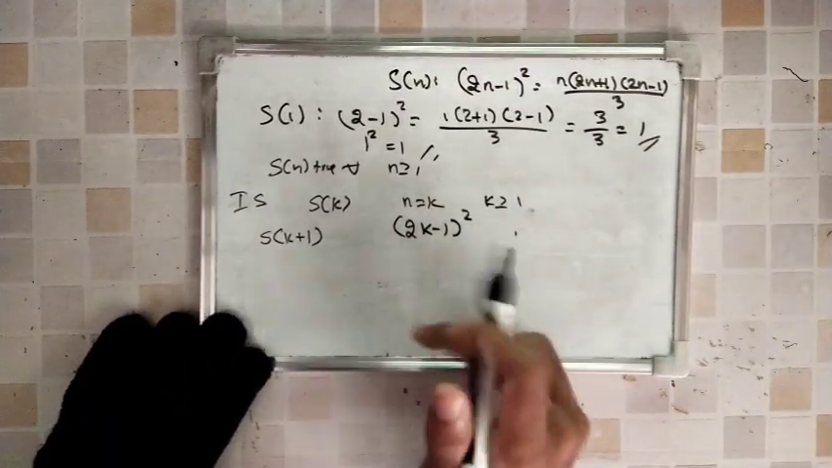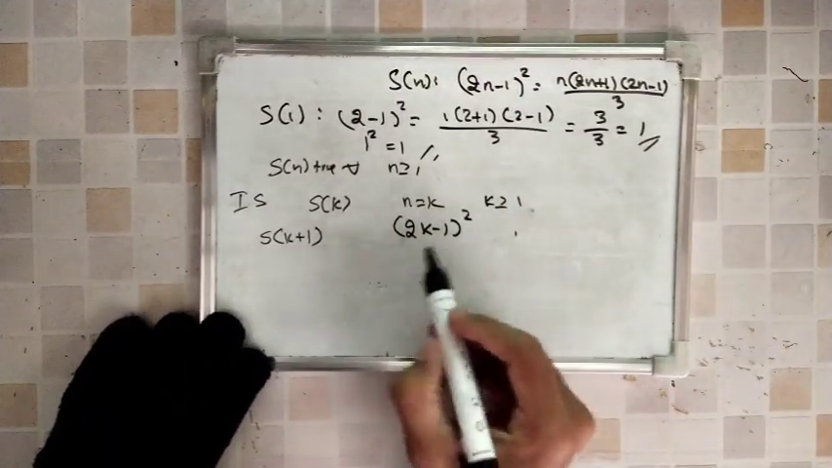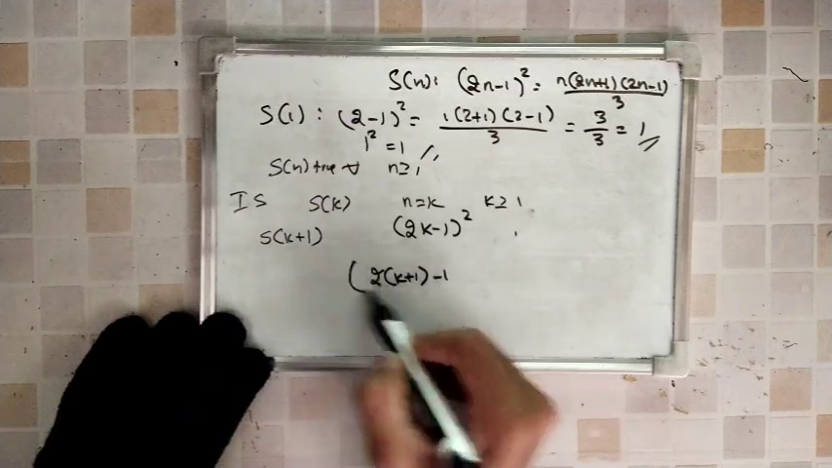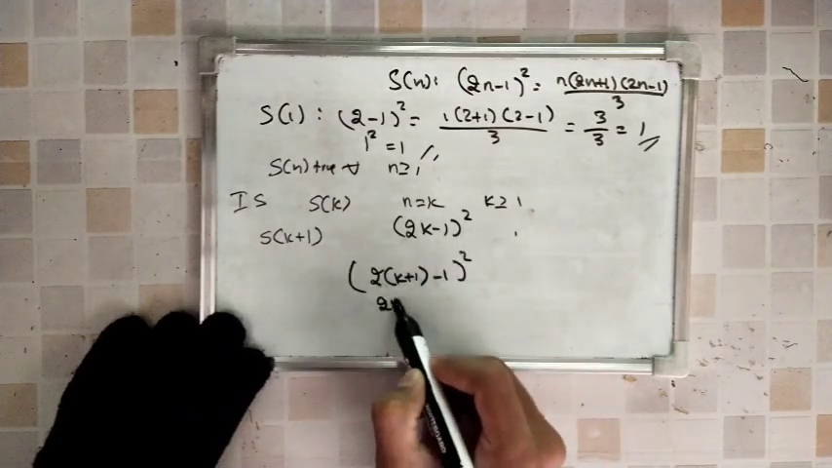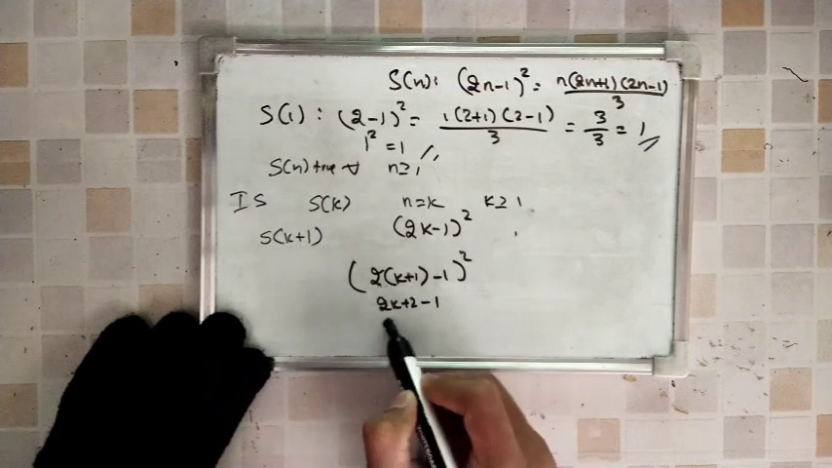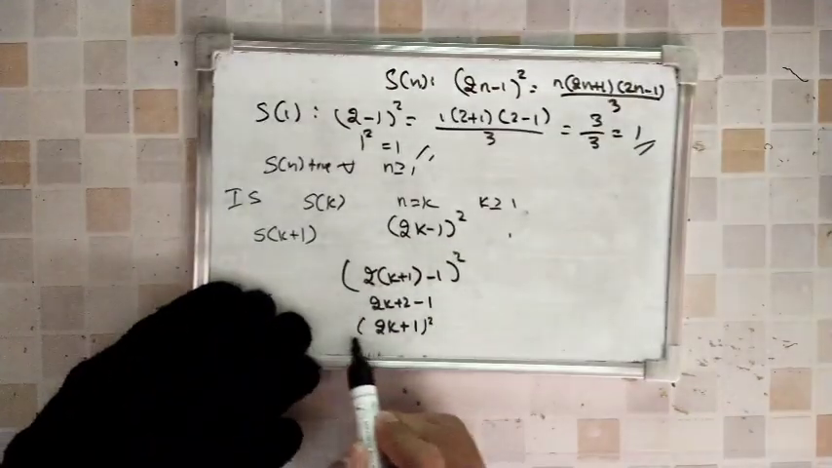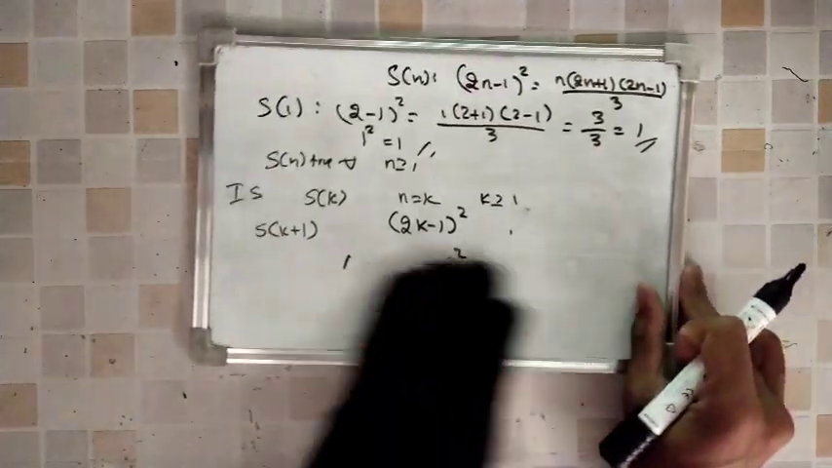Now if I substitute k as k plus 1, so 2 into k plus 1 minus 1 whole square I have to take, which is nothing but 2k plus 2 minus 1, which is nothing but 2k plus 1 the whole square. I got this side. Now this only I will add on both the sides.